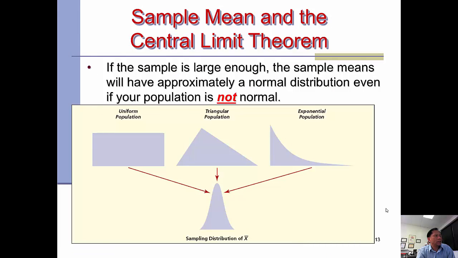Also, if the sample is large enough, the sample means will have approximately a normal distribution even if your population is not normal. Now this is even more interesting and important. If you have a normal distribution, the sampling distribution is normal. If you have a uniform population, the sampling distribution is going to be normal. A triangular population still gives a normal sampling distribution. With an exponential population, the sampling distribution is still normal. That's the amazing part of the central limit theorem.